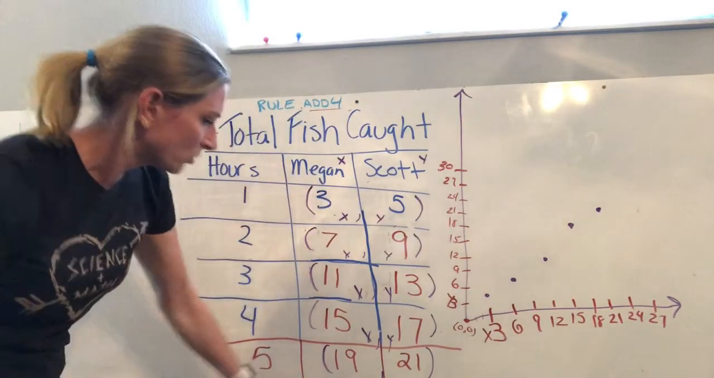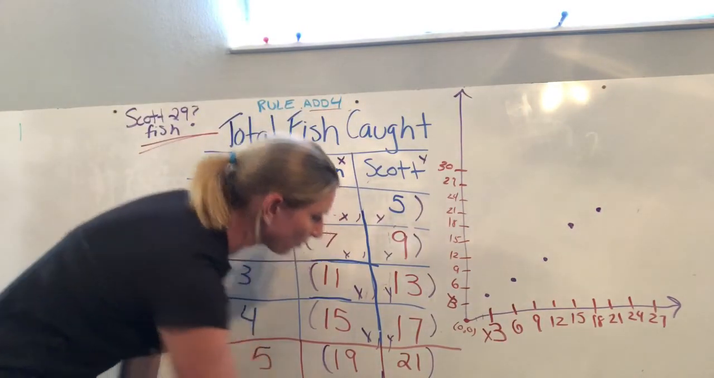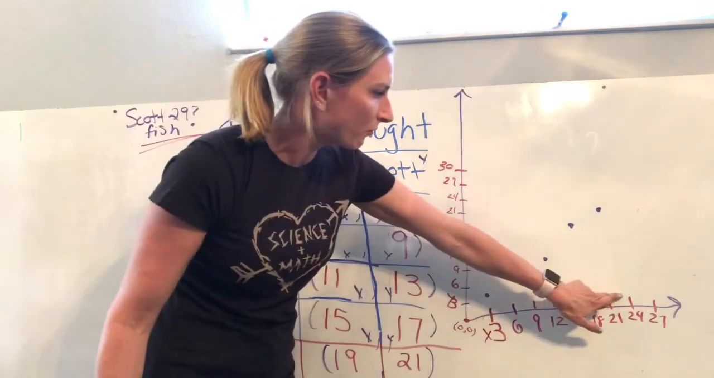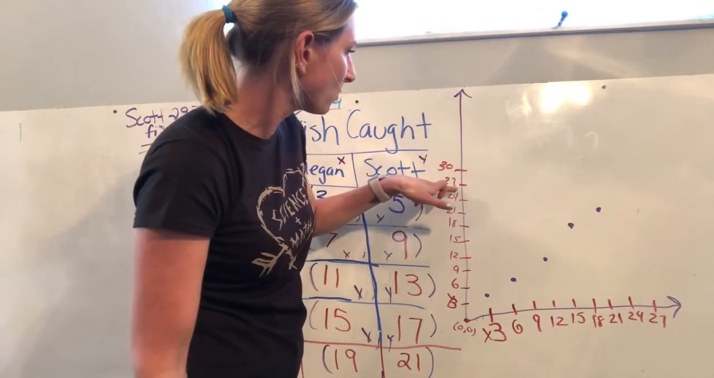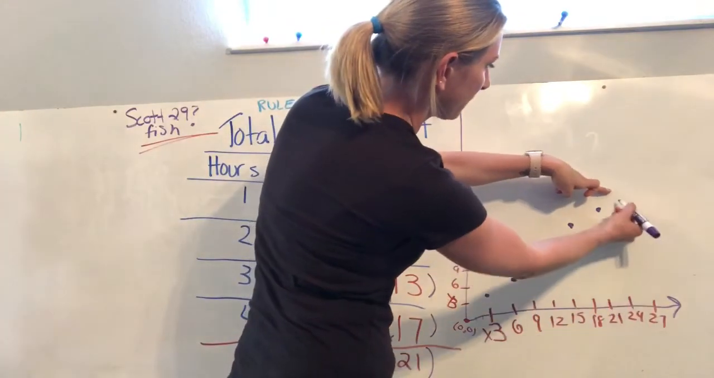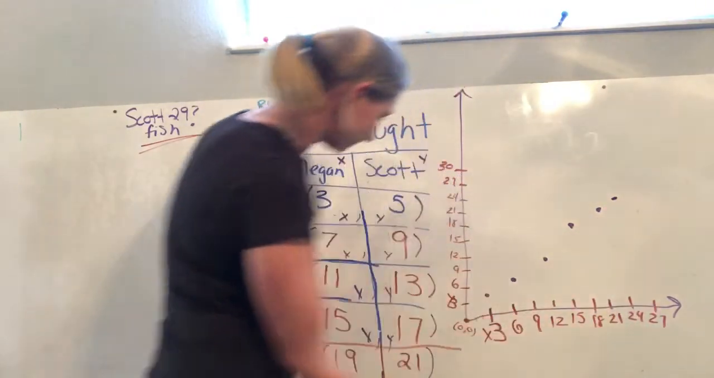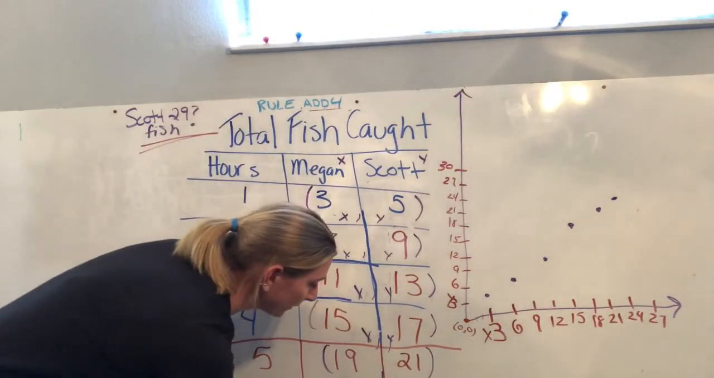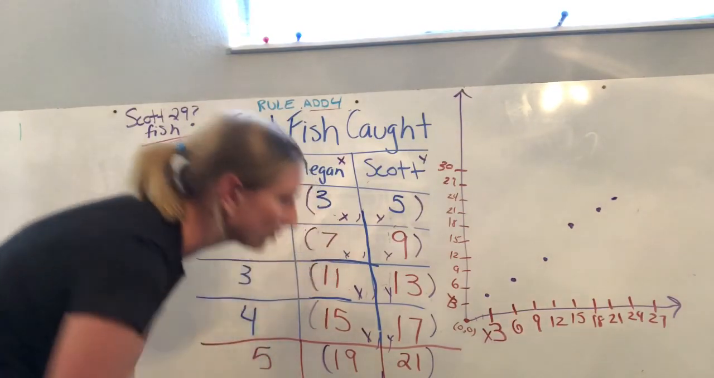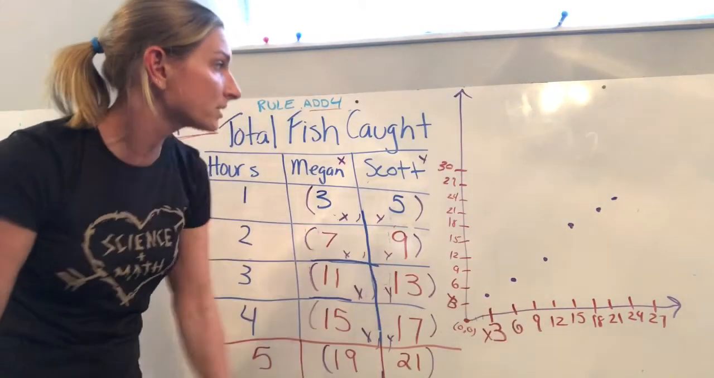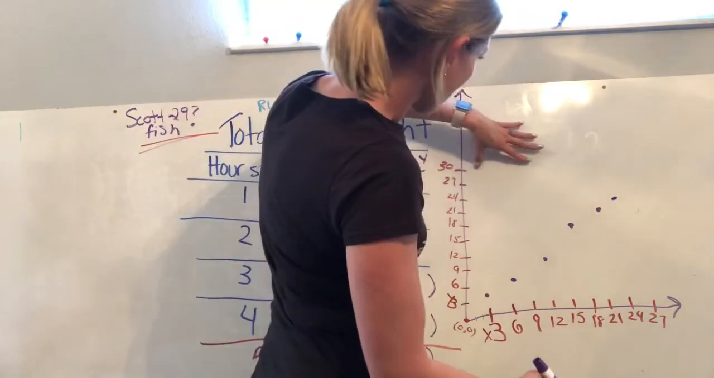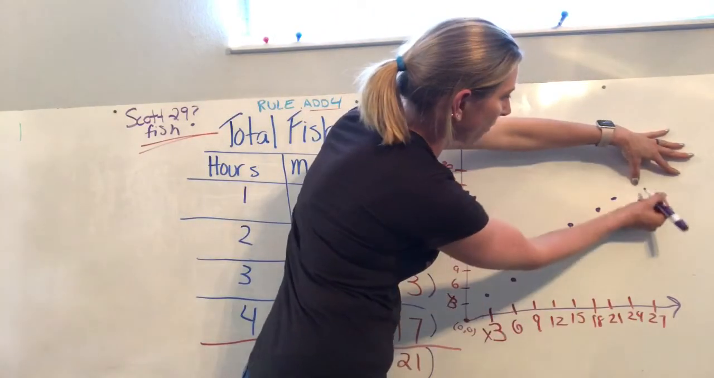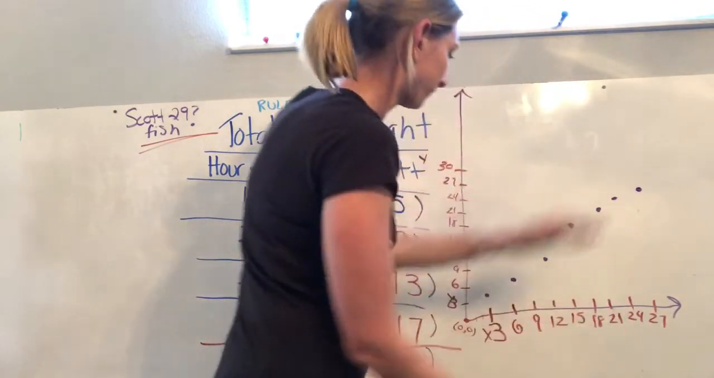23, 25. So 23 on the x, 25 on the y. So 23 on the x right before the 24. 25 on the y right about here. A little bit above that. And now my final point, 27 on the x, 29 on the y. So I actually have 27 on my x. 29 is going to be right below that 30. So I'm going to be right about there.